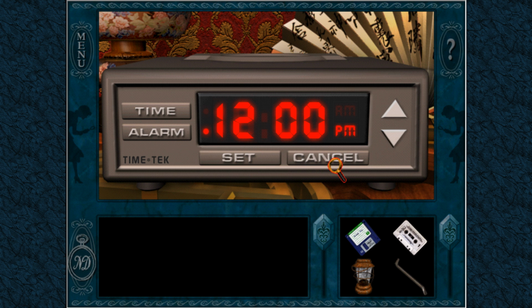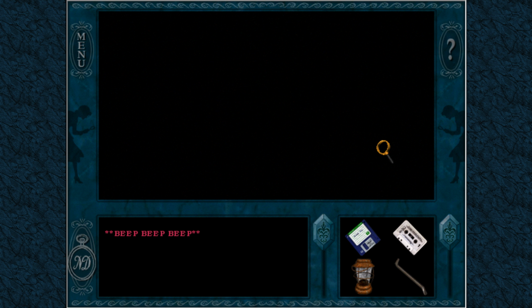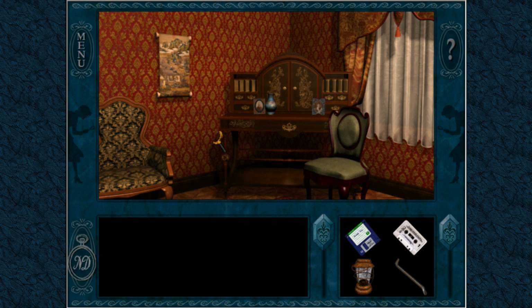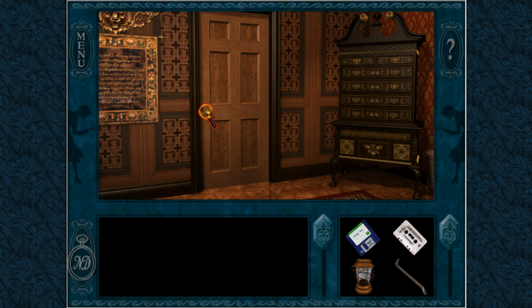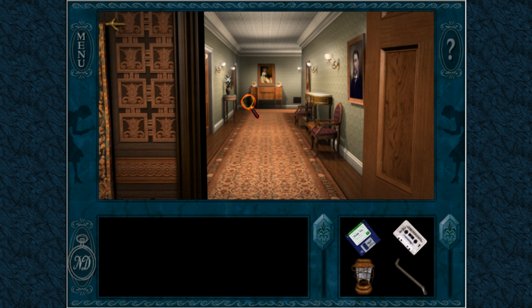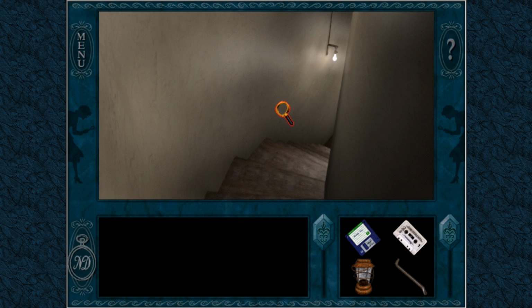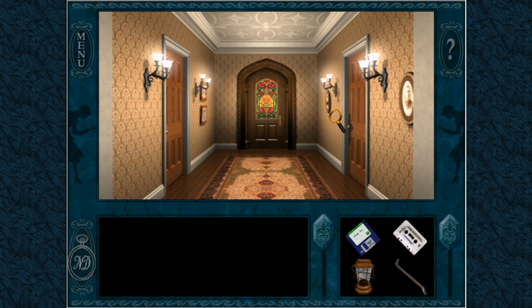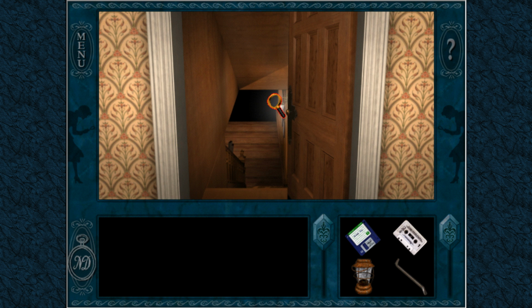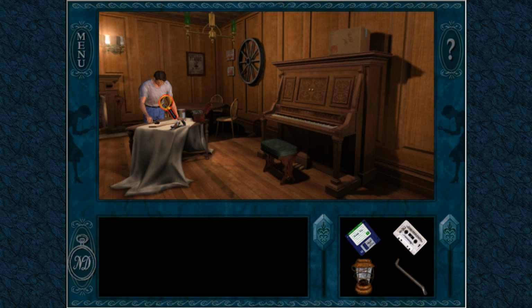So let's go ahead and set the alarm for noon, and we'll see if we can talk to Lewis or Charlie about this whole situation, because it does seem to be a little bit weird. There's a lot of questions we need to ask both of them, and we haven't talked to them in a while, so I think now would be a good time to do so.